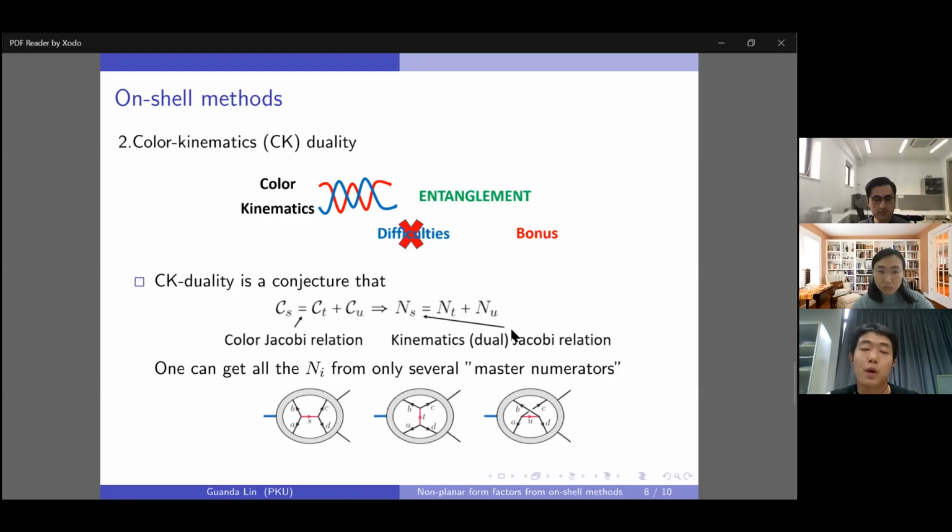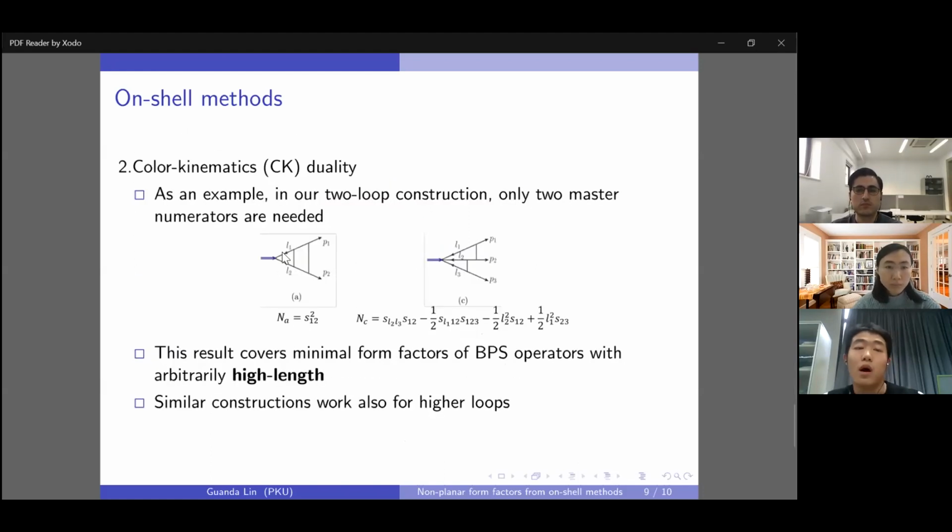And using these dual Jacobi relations, one can get all the kinematic numerators from just a few master numerators. For example, in our two-loop construction, only 2 master numerators are needed to calculate all other numerators. And these two, as you can see, are extremely simple. So this result covers minimal form factors of BPS operators with arbitrarily high length, which means that you can contain many scalar fields in the operator.